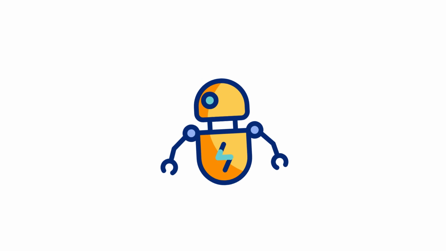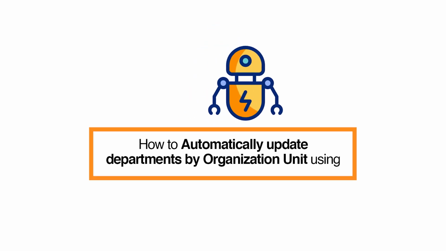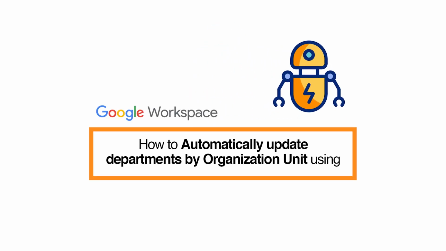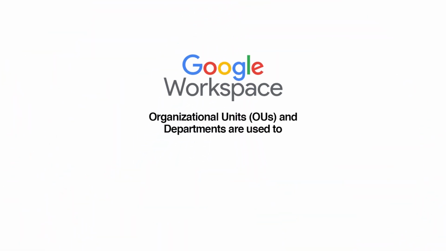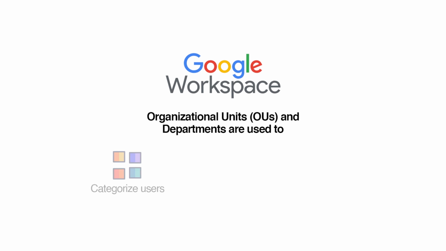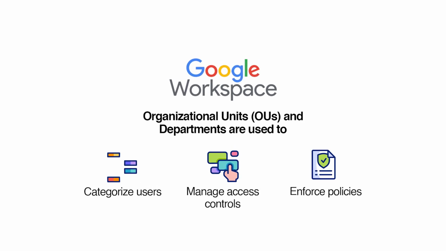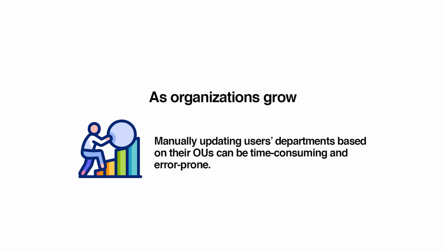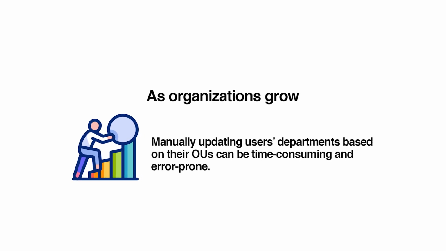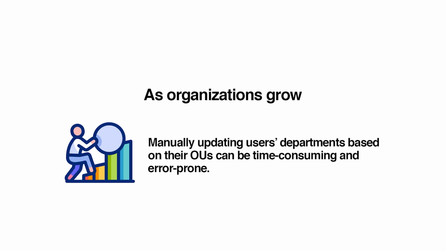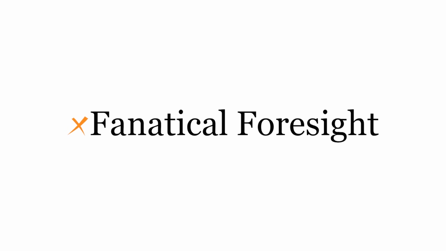Hi there, in this video, you will learn how to automatically update departments by organizational unit using xFanatical Foresight. In Google Workspace, organizational units and departments are used to categorize users, manage access controls, and enforce policies. As organizations grow, manually updating users' departments based on their OU can be time-consuming and error-prone. That's where xFanatical Foresight comes in.